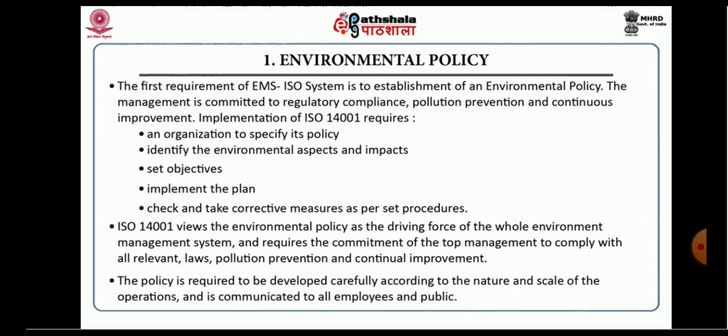Environmental policy. The first requirement of the EMS ISO system is the establishment of an environmental policy. The management is committed to regulatory compliance, pollution prevention and continuous improvement. So this is all about the environmental policy. ISO 14001 requires an organization to specify its policy, aspects and impacts, and the objectives to be set, and the plans we made are to be implemented. And after doing the objectives, planning and all that, finally we need to check and take corrective measures as per the set procedures.